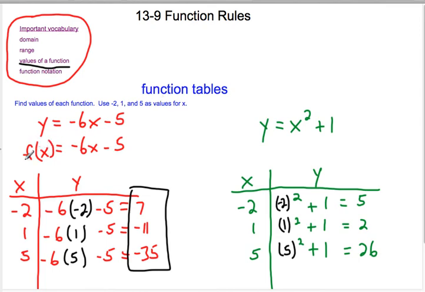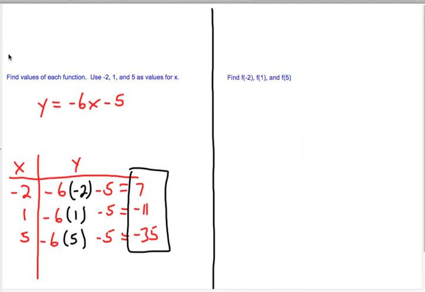So f of x really means the value of the function. And if I was going to put this equation in function notation, it's the exact same thing, except I replace the y with f of x. Alright, let's go to this. So notice on the left side I've shown you the instructions for the previous page, and I've shown you what I wrote for the previous page. In function notation, it would look almost exactly the same. The equation would look like this, and the instructions would look like this.